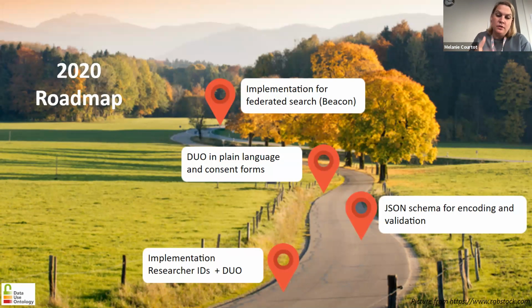Michael told you about the work we are doing on implementing, and Jonathan as well, the researcher ID passport / library card side with the DUO side. So we're working on a real use case implementation pipeline. We're working on developing a JSON schema with notably Tony and Francis to promote consistent encoding and validation. Tiffany and Adrian have talked about DUO in plain language and consent forms, and we're finally looking at really enabling that GA4GH vision for federated search and delivery of data, for example, via beacon. So that's what's coming up soon.